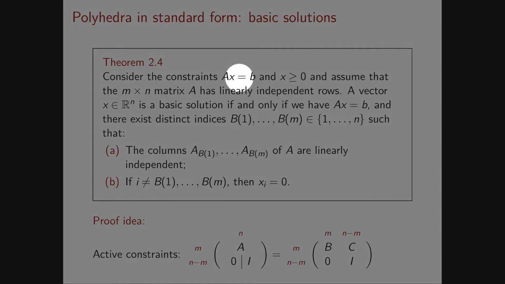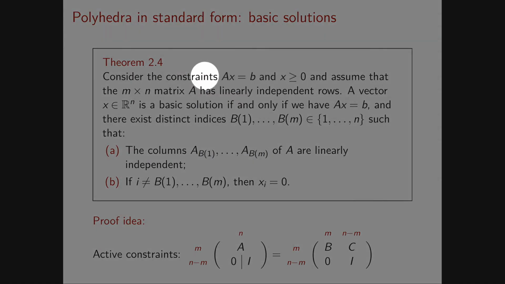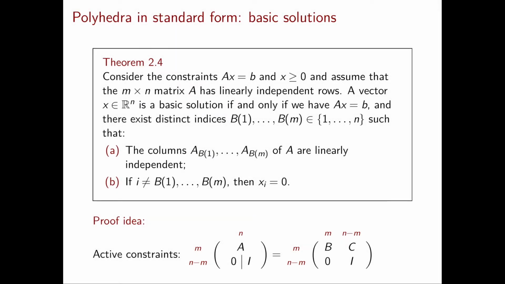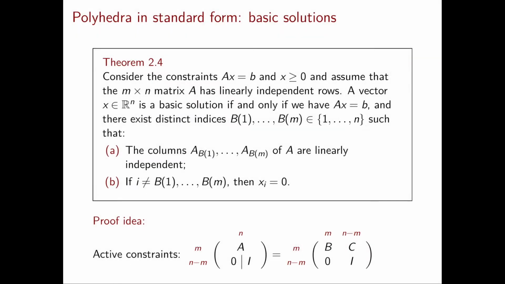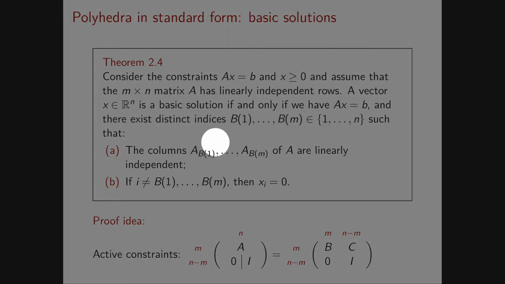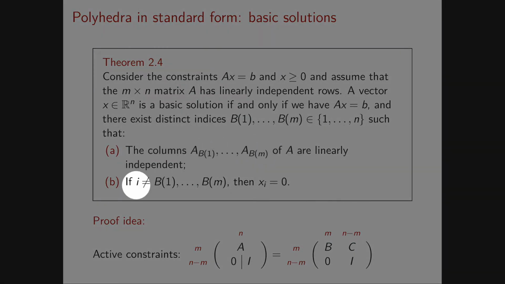Consider the constraints Ax = b and x ≥ 0, and assume that the matrix A, which is an m by n matrix, has linearly independent rows. A vector x in R^n is a basic solution if and only if we have Ax = b and there exist distinct indices B1 until Bm among 1 to n such that the columns A_B1, ..., A_Bm of A are linearly independent, and if i is an index different from B1 until Bm, then xi = 0.